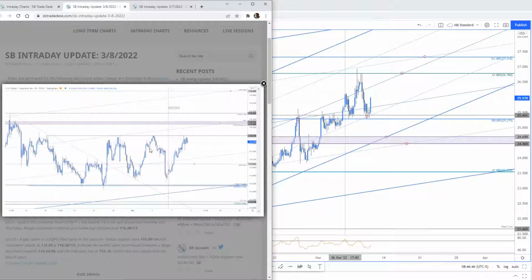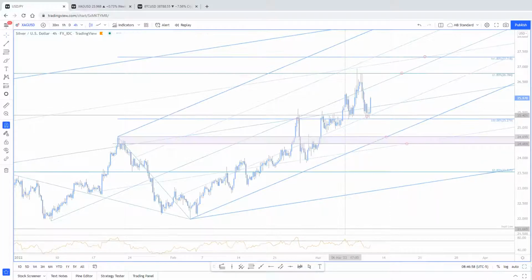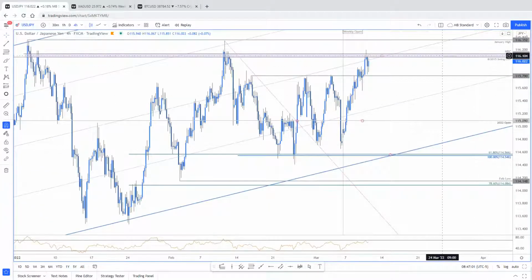Dollar yen doing dollar yen abominable things. The only thing I have to say about dollar yen today is that we're at resistance, and that resistance level was clearly well defined by that 116.13, 116.08 level. We're there now.